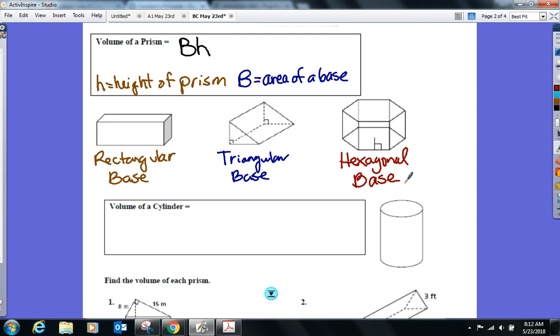Are we okay? In all seriousness, are we okay? Because it's going to get a little tougher here. Are we okay identifying what the base of a prism is and the height? Okay, let's go to cylinder then. Don't look on your formula sheet. I know it's on there. Don't look at it.